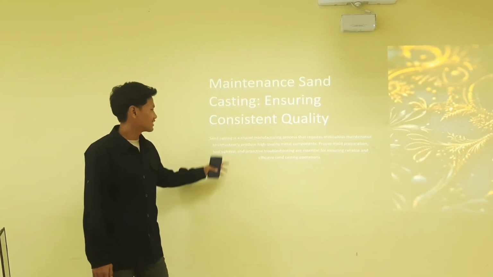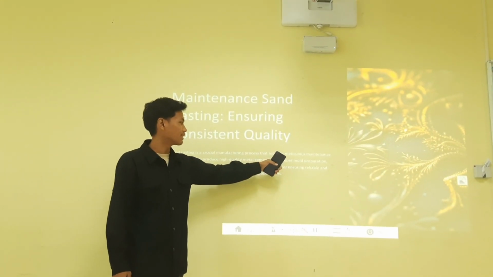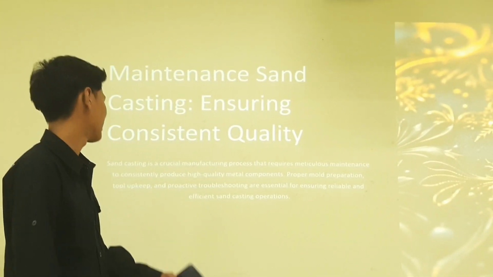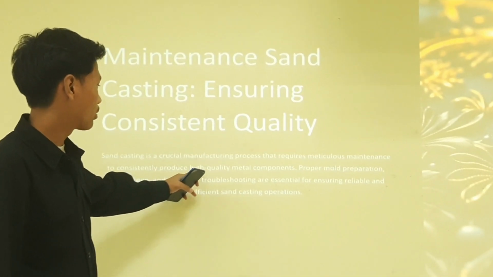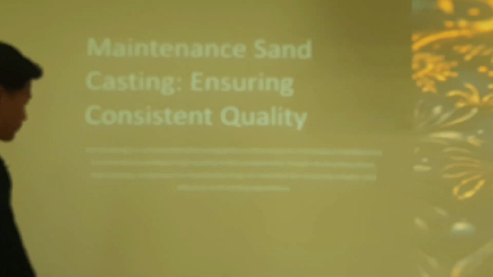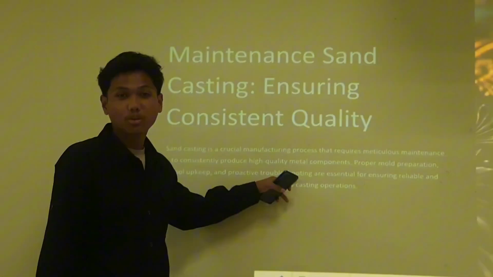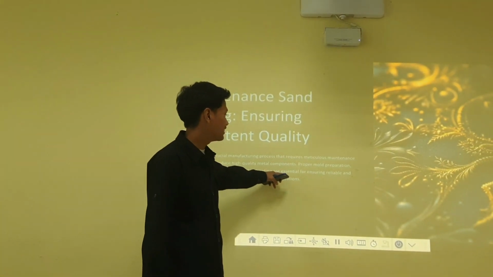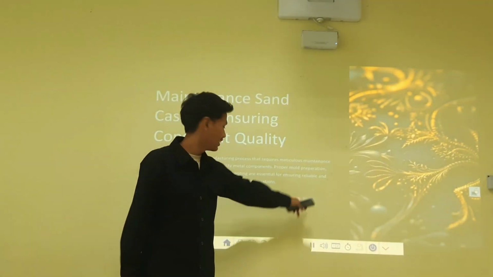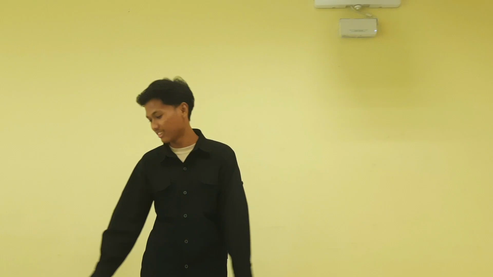Definition: sand casting is a crucial manufacturing process that requires meticulous maintenance to consistently produce high quality metal components. Proper mold preparation, tool upkeep and proactive troubleshooting are essential for ensuring reliability and efficient casting operation. Next slide.